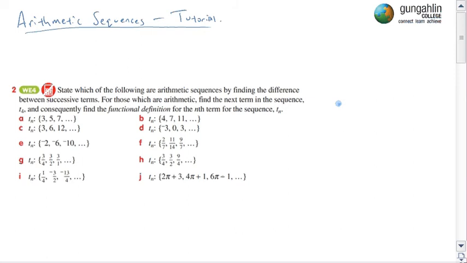So this week we're going to do things a little bit differently. Instead of starting off with a video lecture, I'm going to give you a video tutorial. So basically all that means is that I'm going to show you a couple examples from the textbook and show you how I would go about solving them.